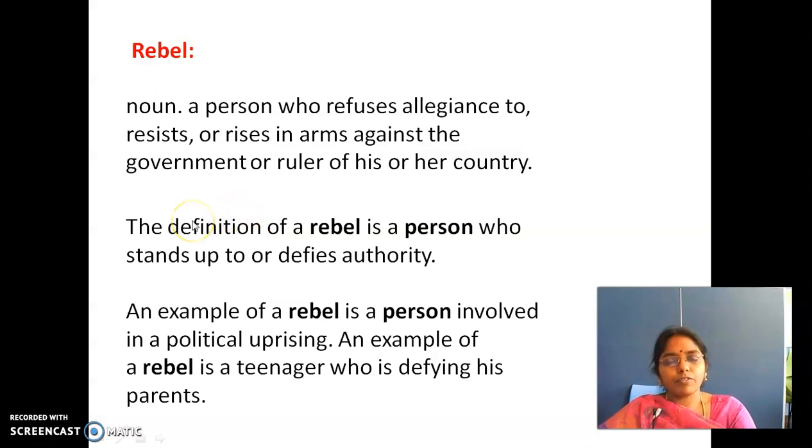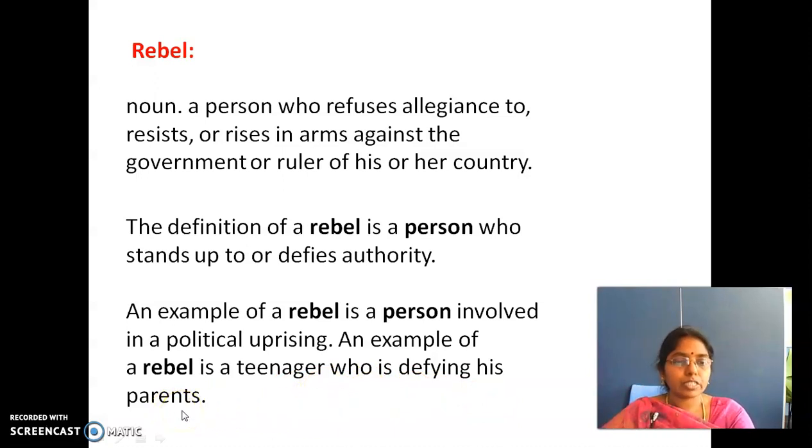Or if I didn't understand this, again I have a confusion of what is a rebel. A person who stands up or defies authority. What is meant by defies? Again, the second definition also is not clear. I have a doubt in one word, right? An example of a rebel is a person involved in a political uprising. An example of a rebel is a teenager who is defying his parents.